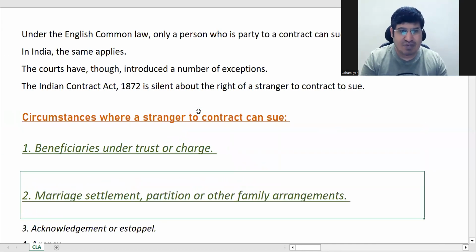And second is marriage, settlement, partition, family arrangement. See, marriage, okay, is a contract between two people. So marriage also has the status of a contract because there are certain commercial things which are to be given, either at the time of marriage or at the time of separation, you have some money which might have to be paid. It is treated as a contract to that extent.